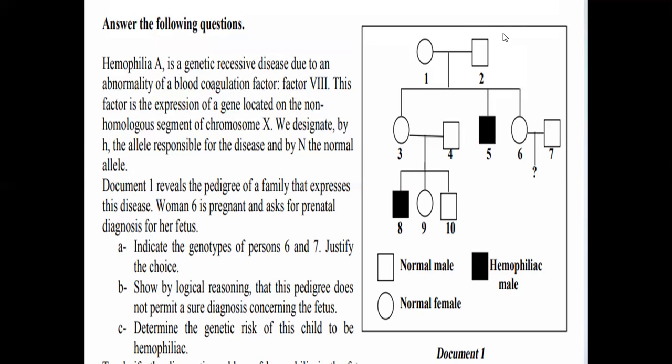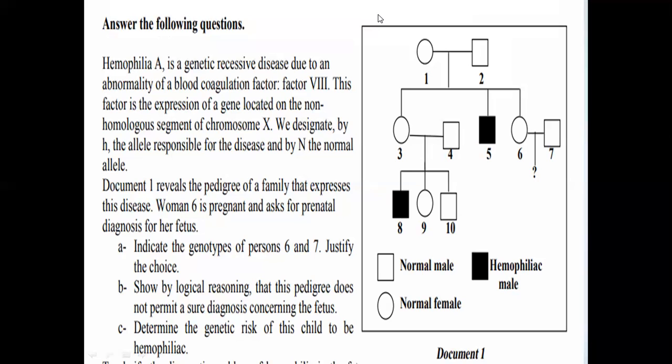So they want this. First step, let's together indicate the genotypes of persons 6 and 7 and justify the choice. We have to justify our answer. I'm not going to do only 6 and 7. I'm going to do 1, 2, 3, 4, 5, 6, 7, up to 8, 9 and 10.